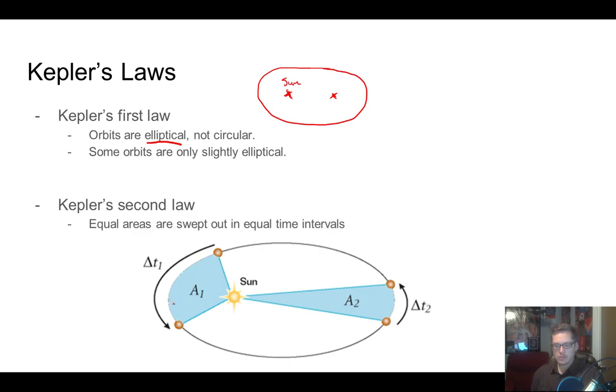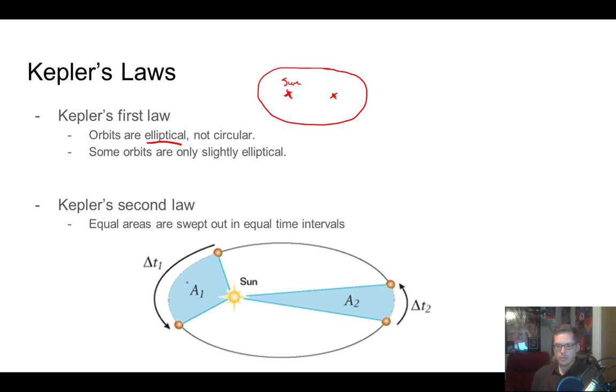He said that the area along this arc would be equal in size to the area along any other place within the same time period. So this time, delta T1, and delta T2 would be the exact same amount of time, and this area would be equal to the other one.